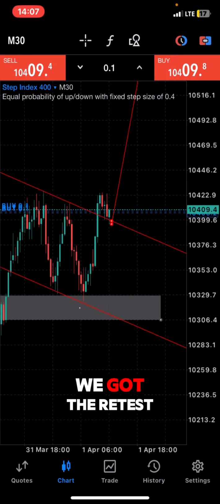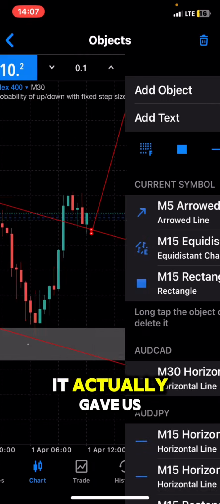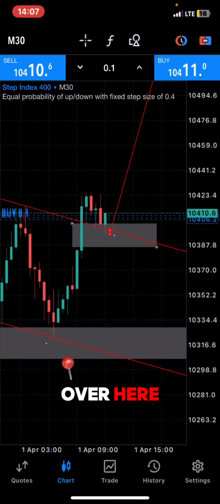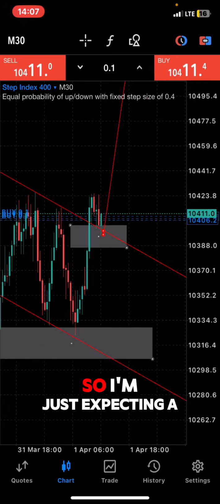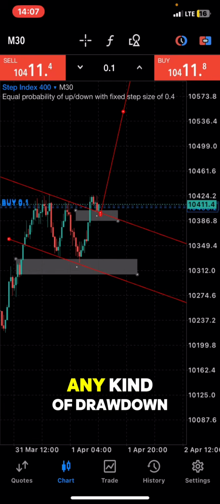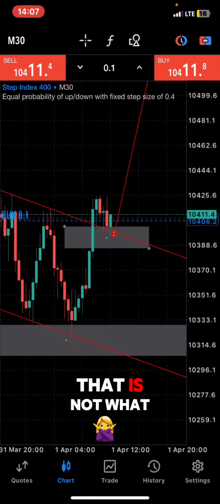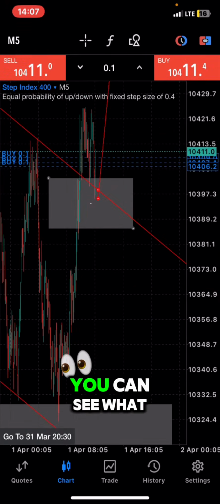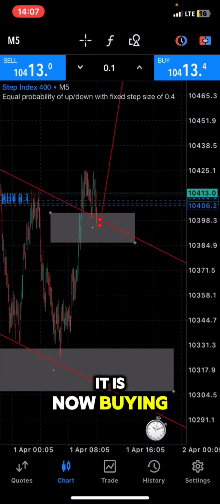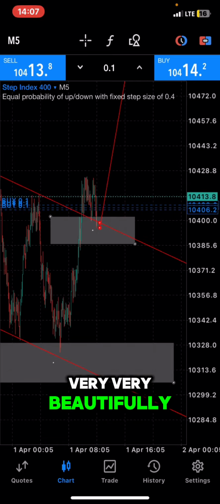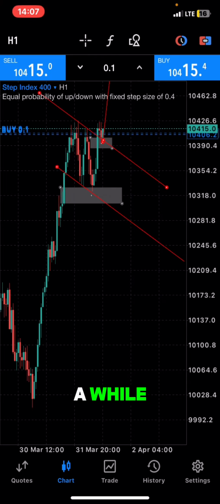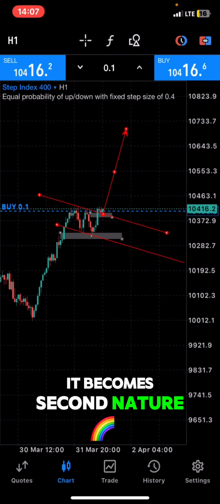We got the breakout, we got the retest, everything that we need. It actually gave us a retest into this fair value gap right over here. So that's where the retest occurred. So I'm just expecting a straight rise. I'm not necessarily expecting any kind of drawdown. That is not what I'm expecting. We go down to the lower time frame. You can see what it did as soon as it got into the fair value gap. It is now buying very beautifully. I've seen this trade happen so many times. Once you've been trading for a while, it becomes second nature.